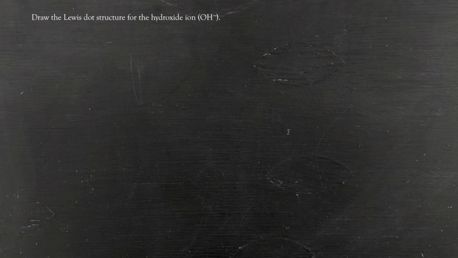So in the case of this question, where we're asked to draw the Lewis dot structure for the hydroxide ion, we're going to get an extra electron. We're going to have the oxygen with its 6 valence electrons, hydrogen with its 1, and then because we have a -1 charge, we get an extra electron.